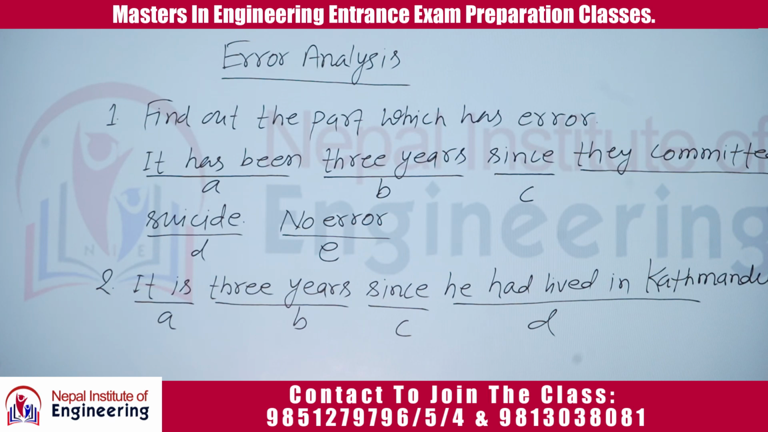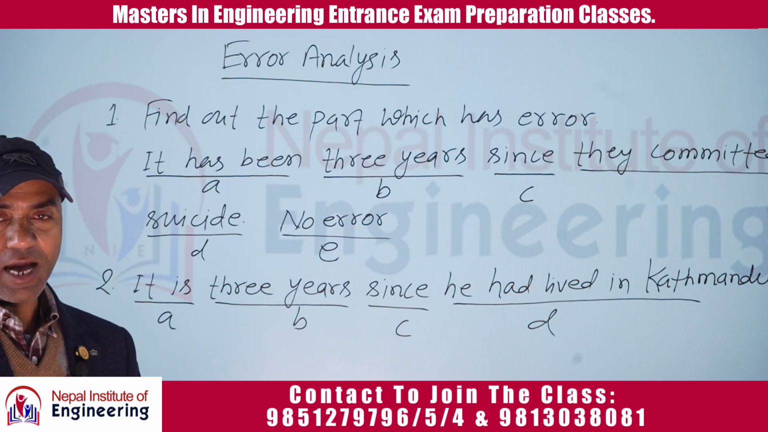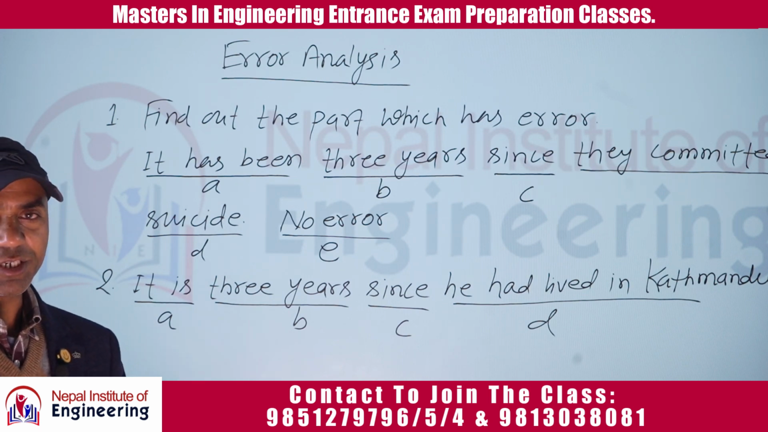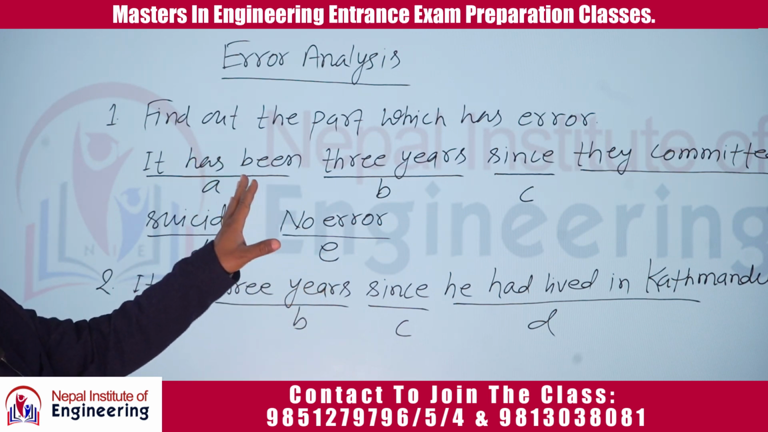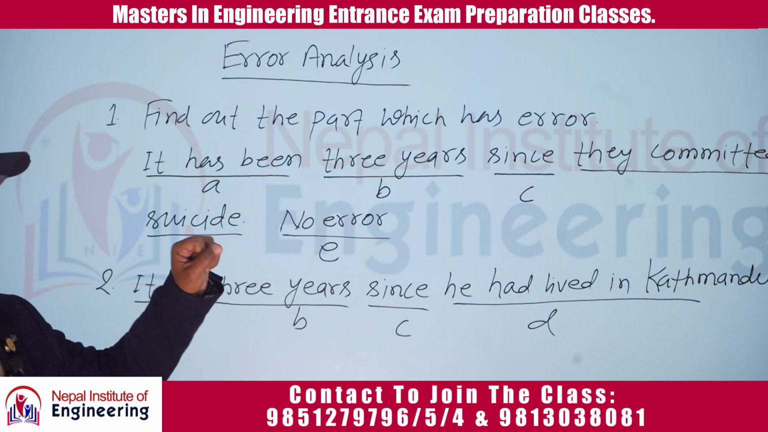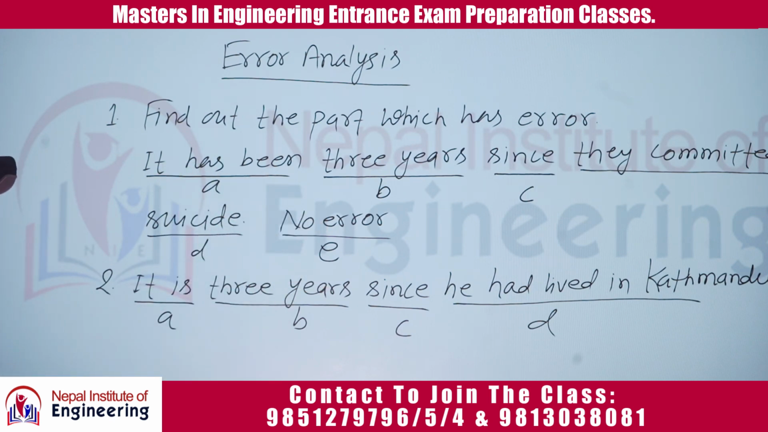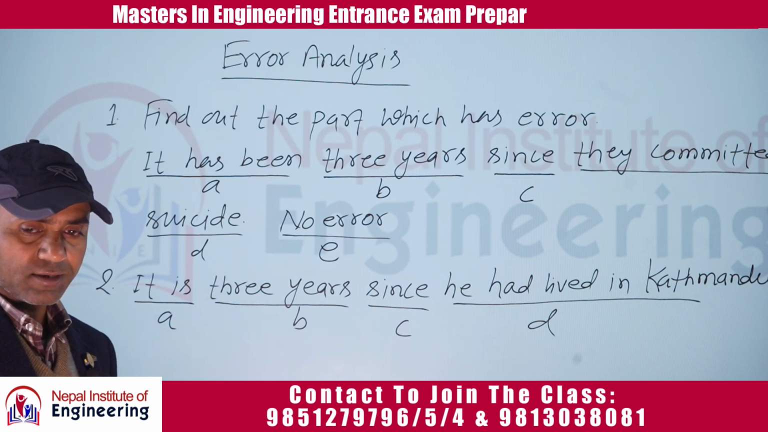These two are the questions. After these two, I'll just write the sentence and you have to find out the mistake. This is the way we will continue. But your question will be asked this way: find out the part which has error, or in which part there is a mistake, like that. That will be the question. So now for this, find out the part which has error.